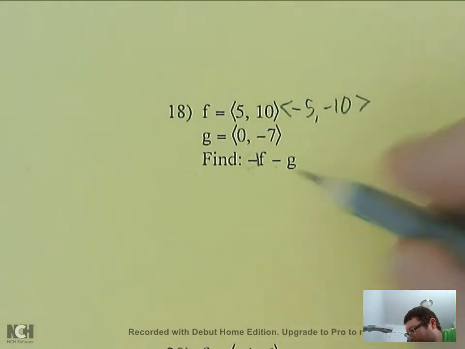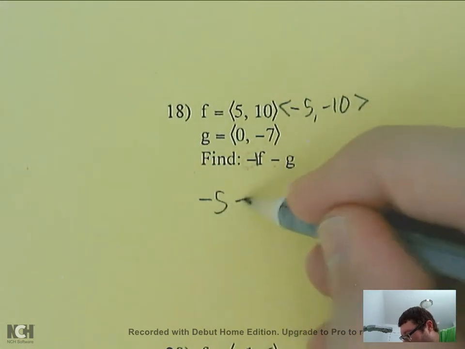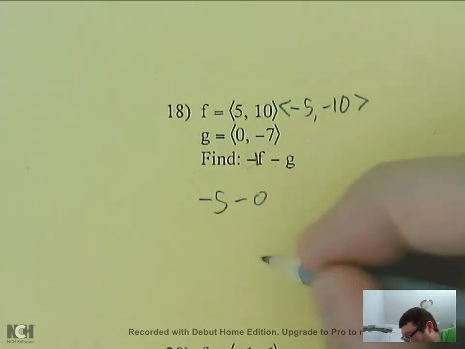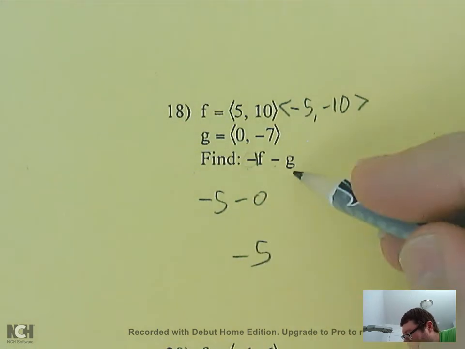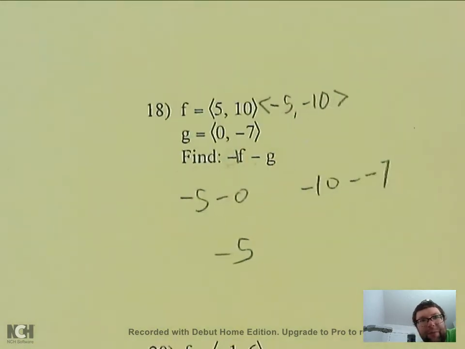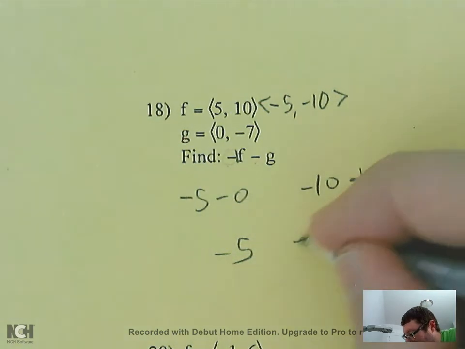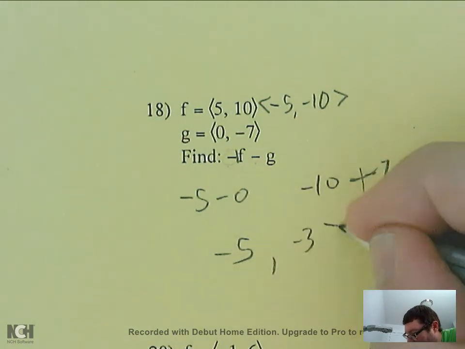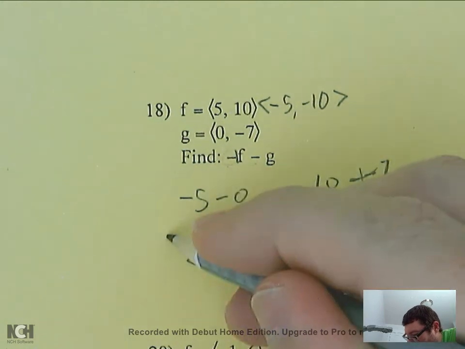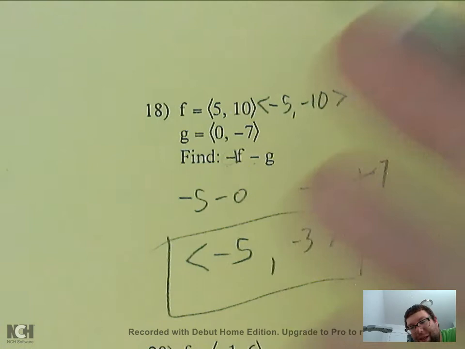So again, to subtract, you just subtract the two x's. So it'll be negative 5 minus 0, which is negative 5. And then it would be negative 10 minus negative 7. Now, when you minus a negative, you end up adding. So it'll be negative 10 plus 7, which is negative 3. And that would be your new component. All you're really doing.